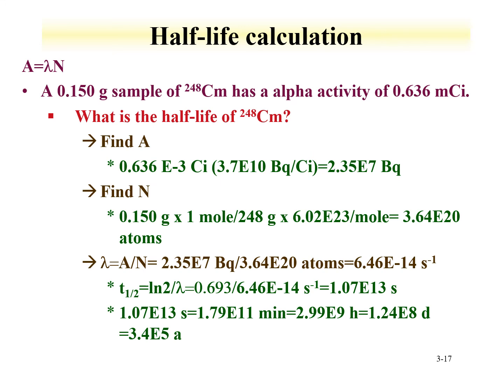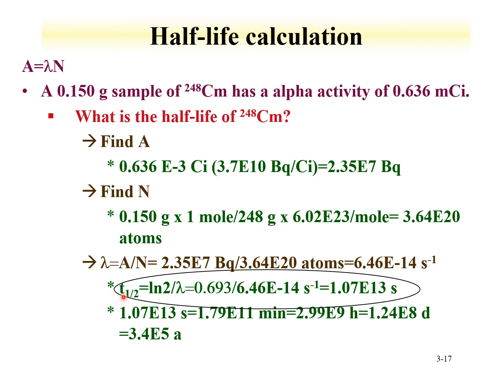I need to find N. That's pretty straightforward. If I give you the mass and I know the molecular weight of curium-248, I have Avogadro's number. I can get the number of atoms, which is shown here. And now I set up my equation. I use activity equals lambda N, solve for lambda, put this in, and I get lambda equal to 6.46 times 10 to the minus 14th inverse seconds.